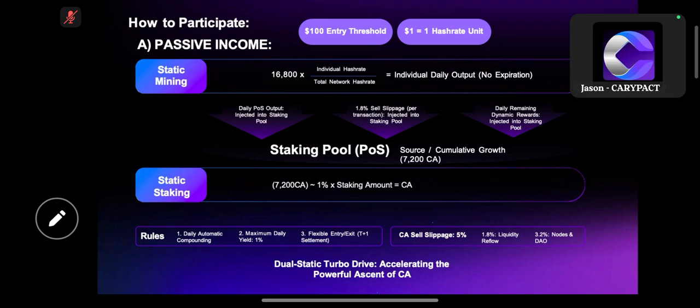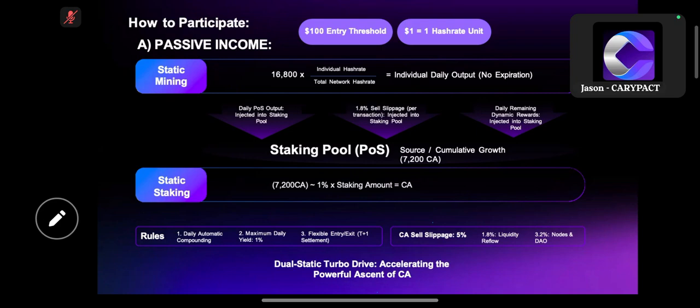Yes, CaryPact just started 13 days ago. So we have our own calculation for those who are joining later, but no worries, you still get the equivalent hash rate of those who joined in the early days. That one will be explained in other parts of our training session. Now let's put it as $1 is equivalent to 1 hash rate. Please take your calculators, so that we can do this mathematics together and understand how we are making our money on a daily basis. Now, 16,800 is the CA produced for the static mining or the node distribution.